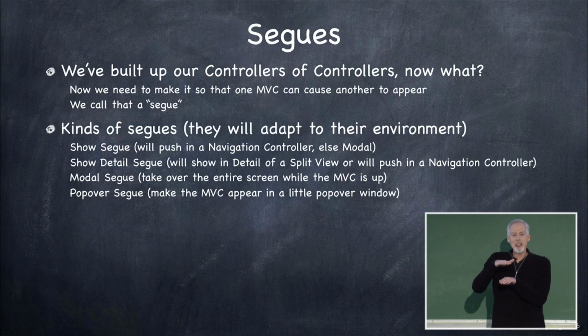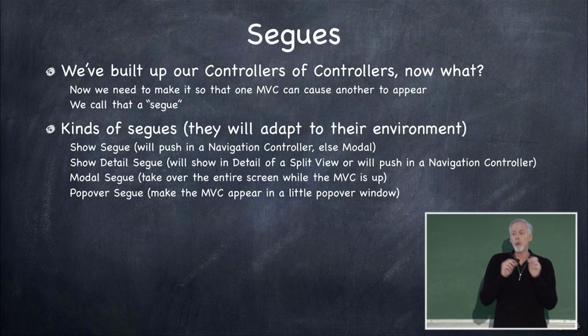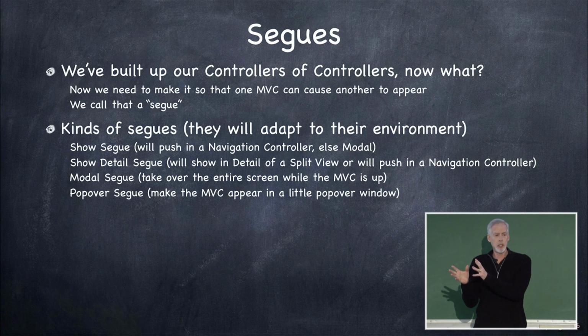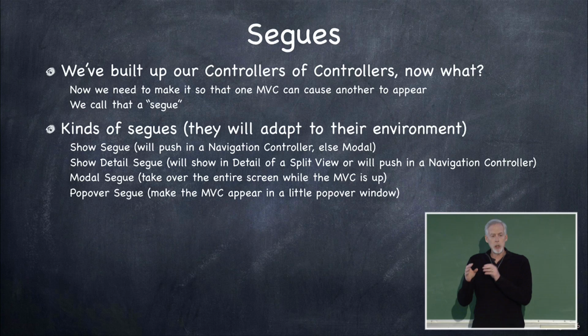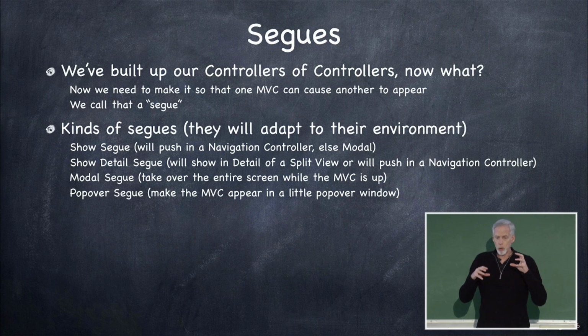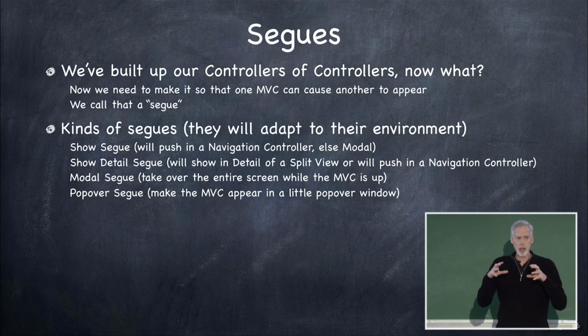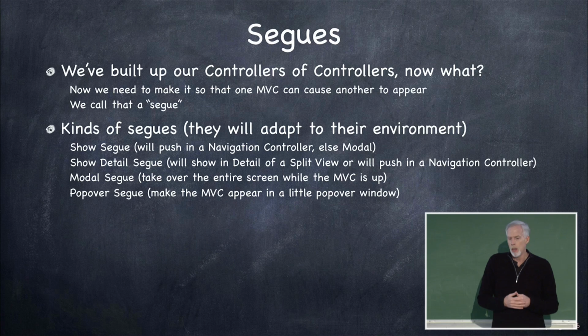MVC. And then show detail is if you have a split view, okay, and something happens in the master and you want to show a different MVC in the detail. Okay, show detail, that's the detail of a split view. Show detail also works in a navigation controller, okay? So if you do show detail, it's really the same as show in a navigation controller, unless that navigation controller is inside of a split view, okay? Show and show detail would be the same, but if a navigation controller is inside a split view, then show means show it in the navigation controller, and show detail means show it in the split view controller, right? Show the detail. Then there's modal and popover.